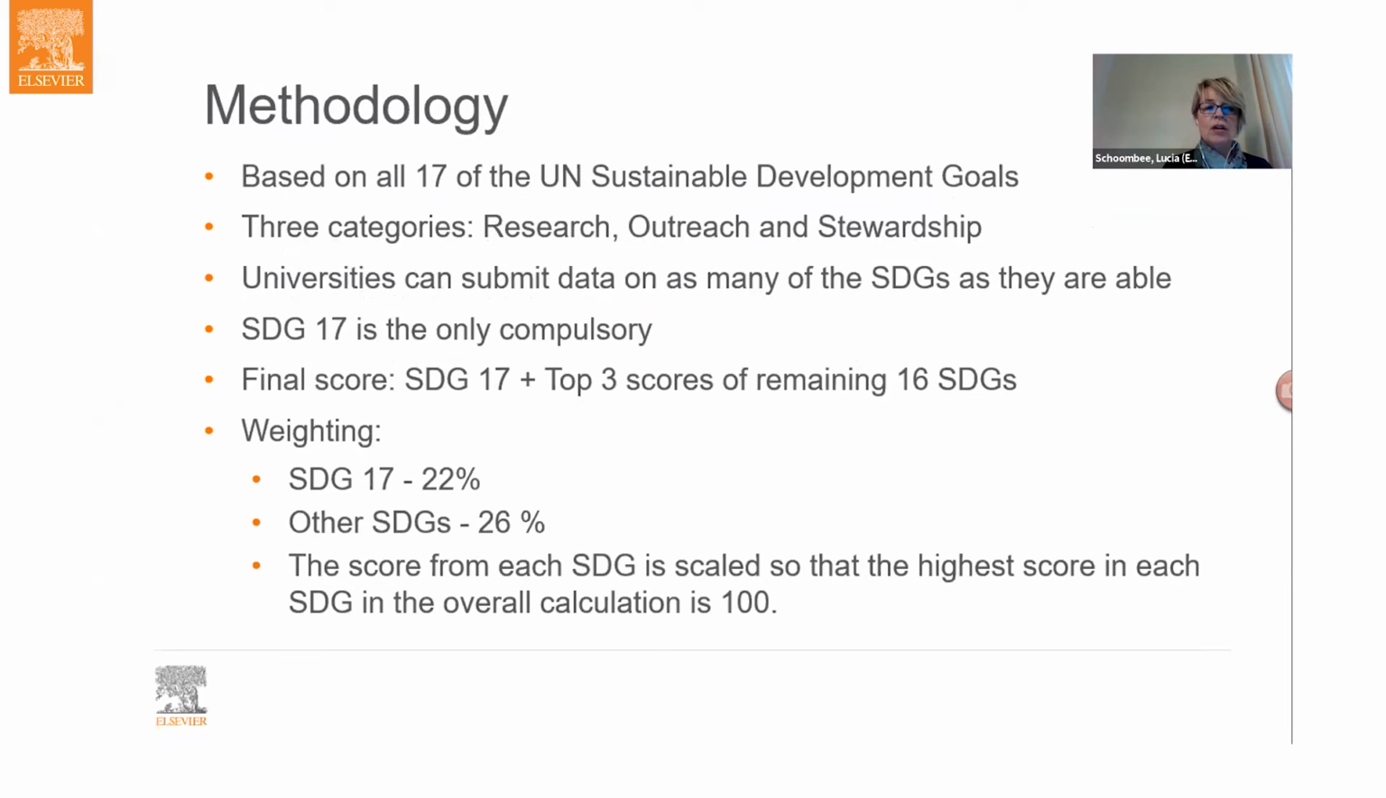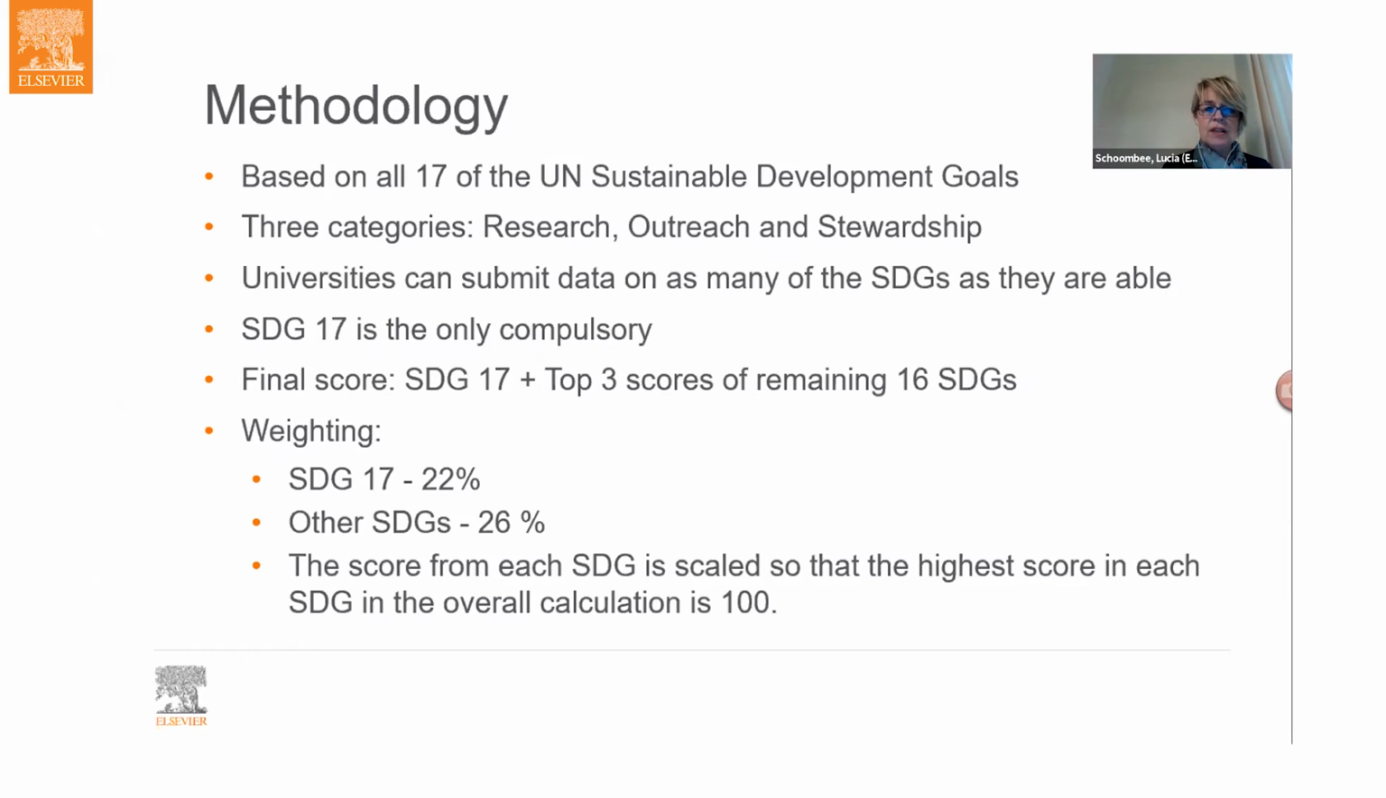The methodology also looks a lot different than the other rankings. It is based on all 17 of the UN Sustainable Development Goals, in 3 categories. The ranking looks at research, outreach, and stewardship within the universities. Universities can submit data on as many SDGs as they are able to. That is why I mentioned that SciVal allows you to identify those SDGs where you're performing well, which would be an obvious choice when submitting information for the impact ranking.